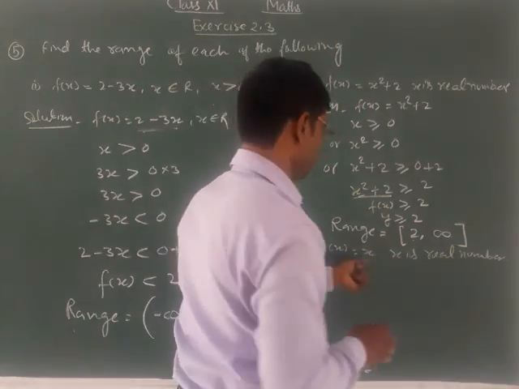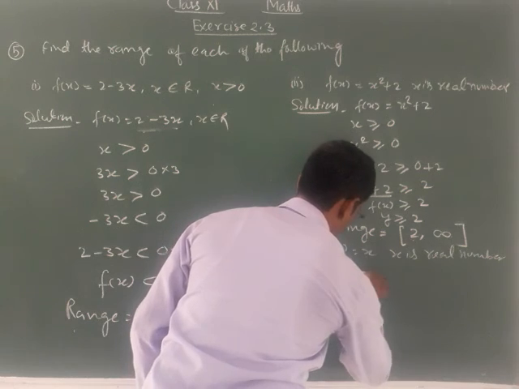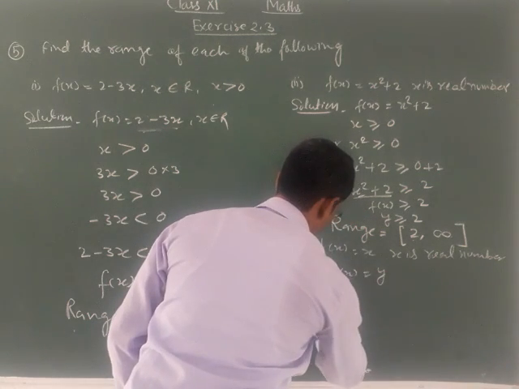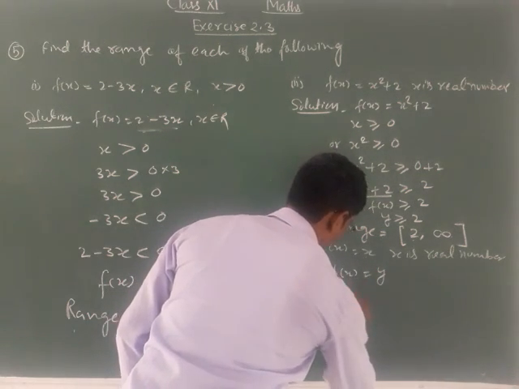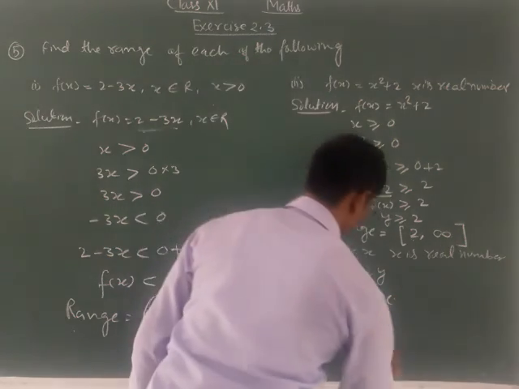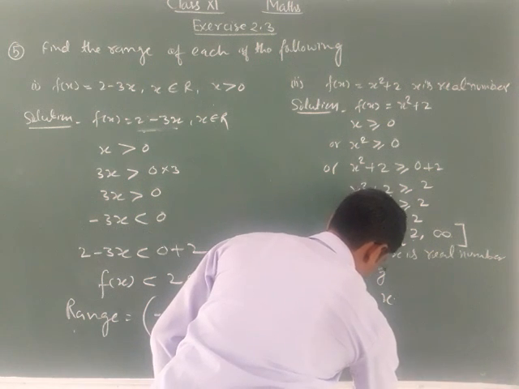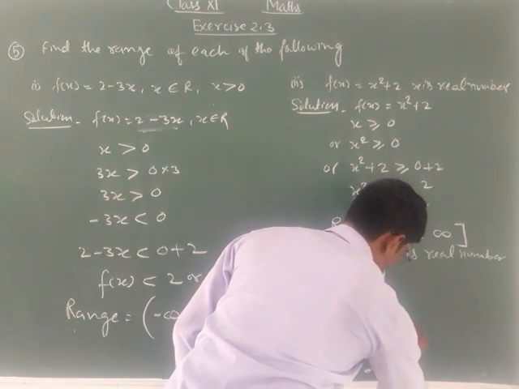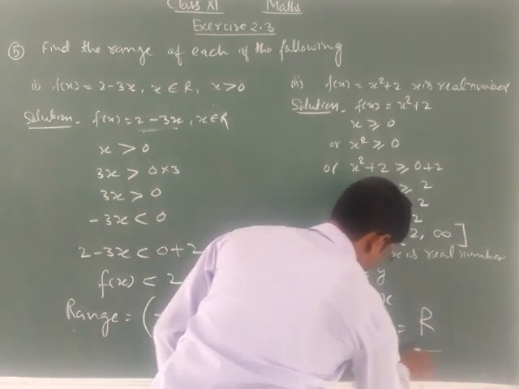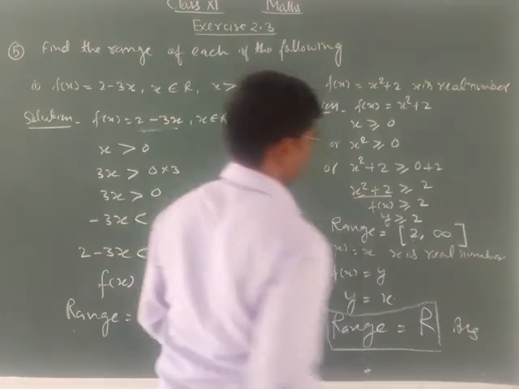And the next part, f(x) = x, x is a real number. So let f(x) be y, and y is equal to x. So the range is equal to the real numbers. This is the answer.